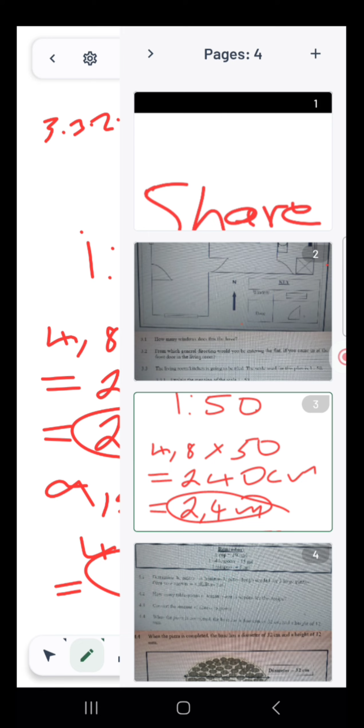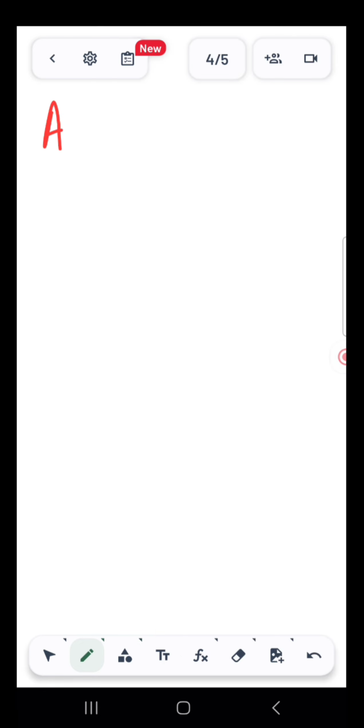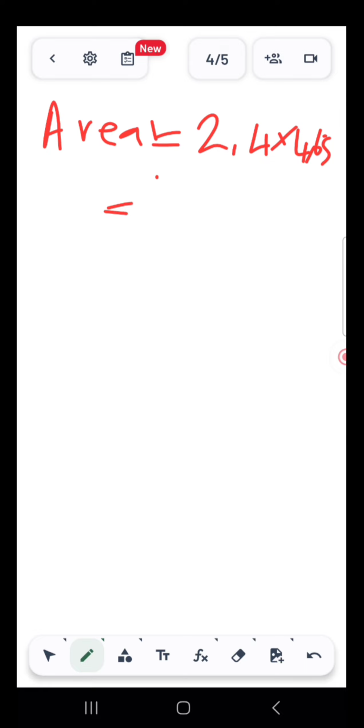With this information, we can go back to the area formula and determine the area. The area will be equal to 2.4 times 4.65, which is our length times breadth, and then our final answer is 11.16 square meters.